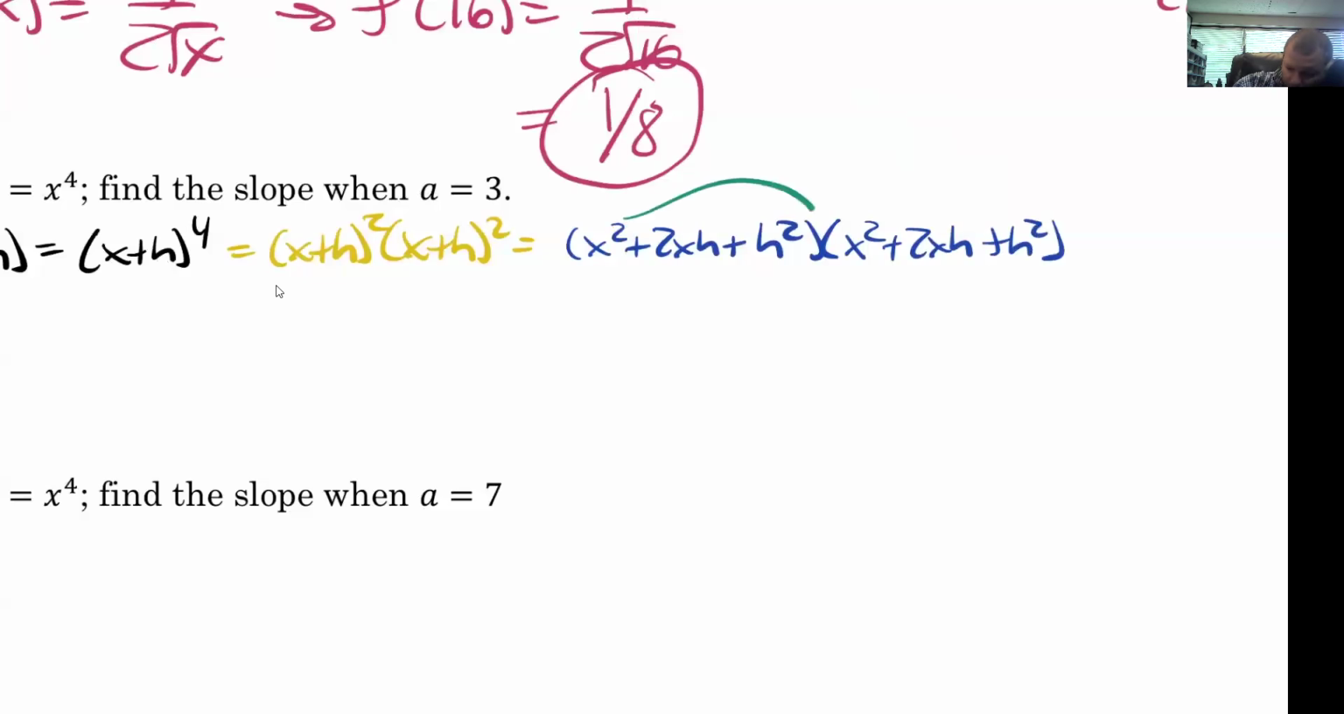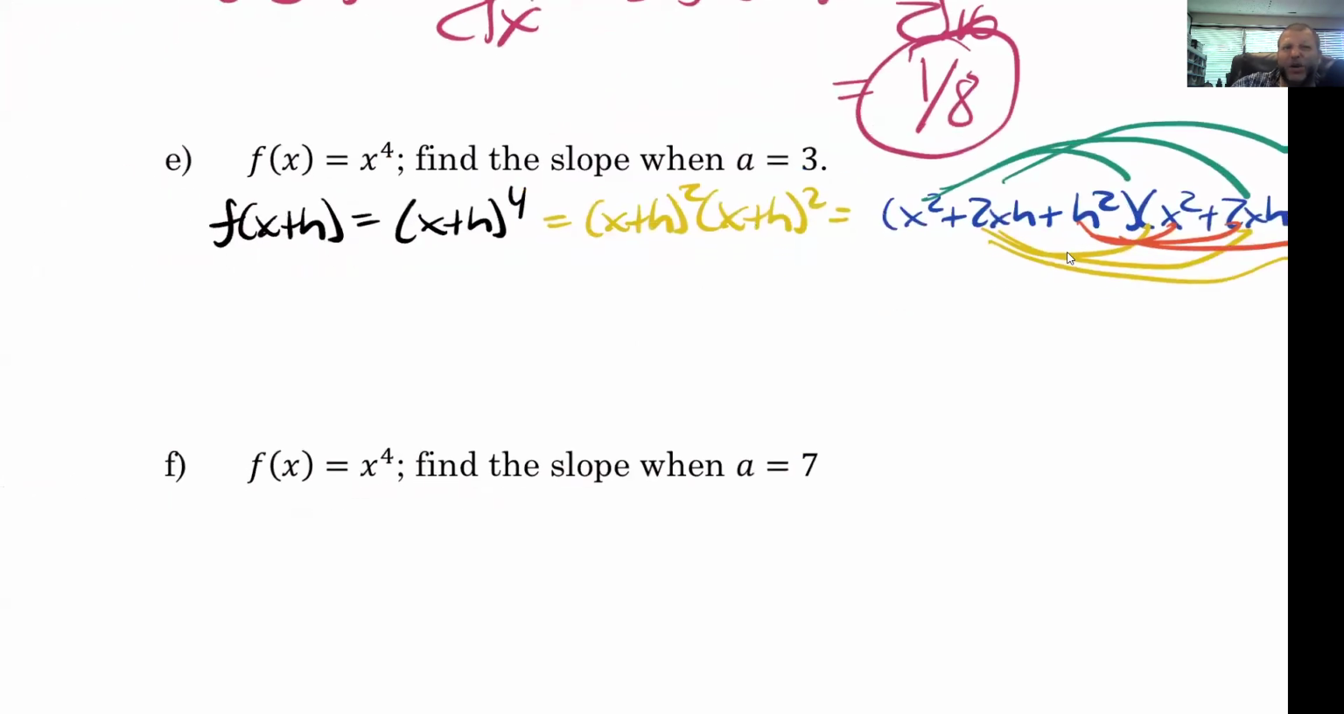And then you'd have to distribute, super distribution, right? x squared times x squared, x to the fourth. x squared times 2xh, 2x cubed h. x squared times h squared, x squared h squared. And then you'd have to do the same thing with this middle term, whoops, with this middle term, and then finally with this last term, and then combine all of your like terms.